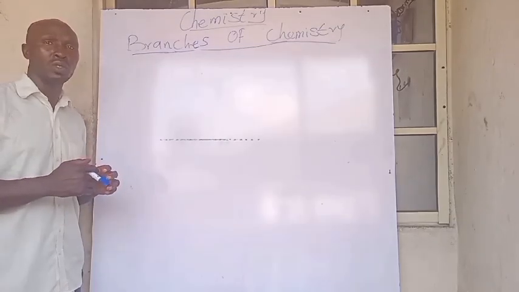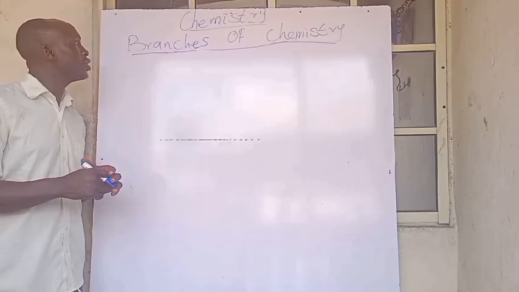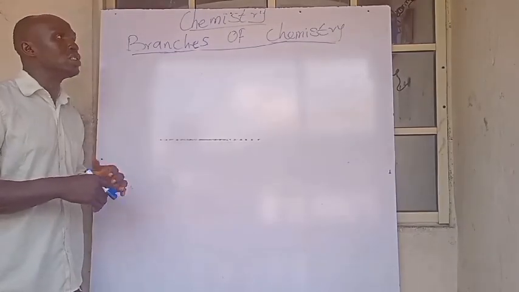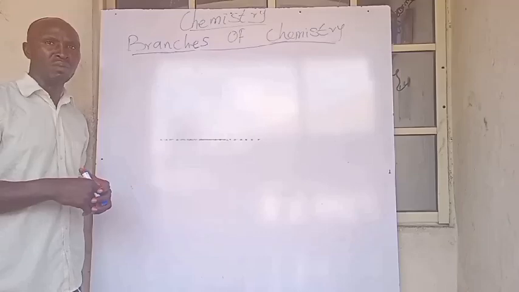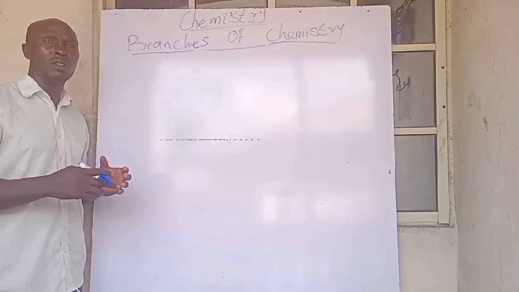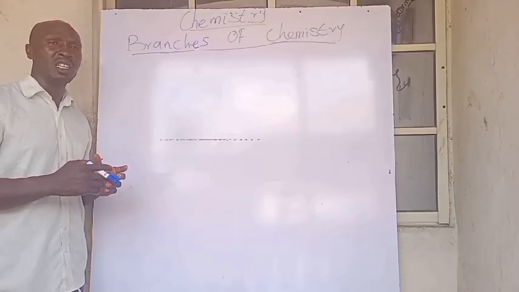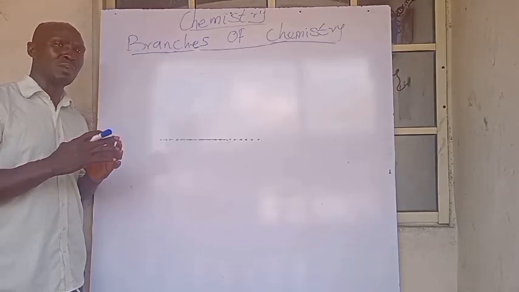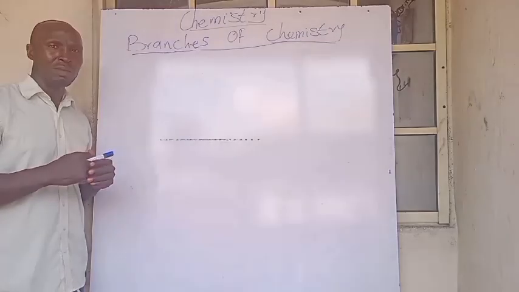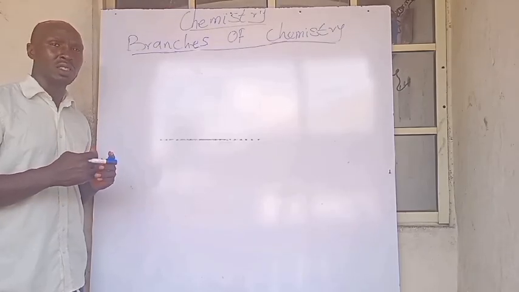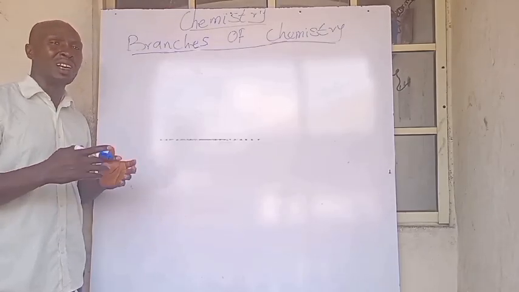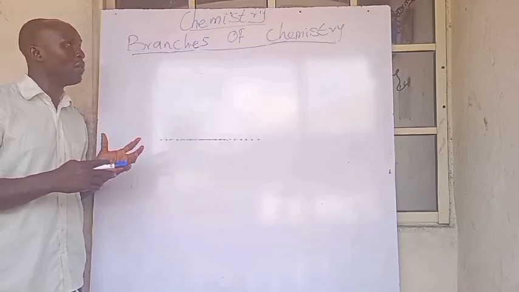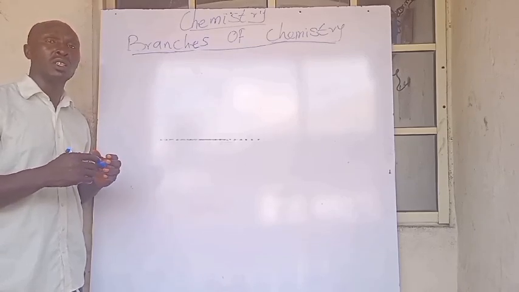On today's episode, we'll be discussing the topic, the branches of chemistry. Chemistry has been broken down into different branches in essence to understand matter, and to understand this matter, we have to do that in a particular direction. Why are we doing this? Why are scientists doing this? Why are chemists doing this? It's because matter is broad.